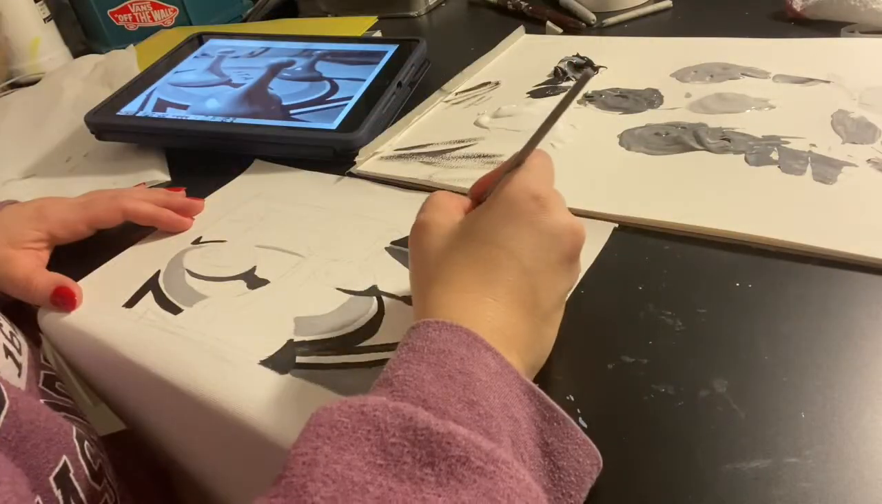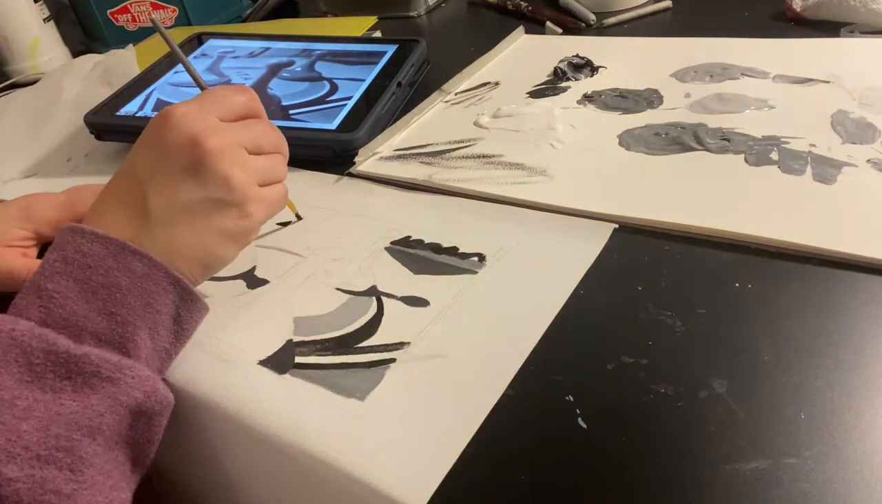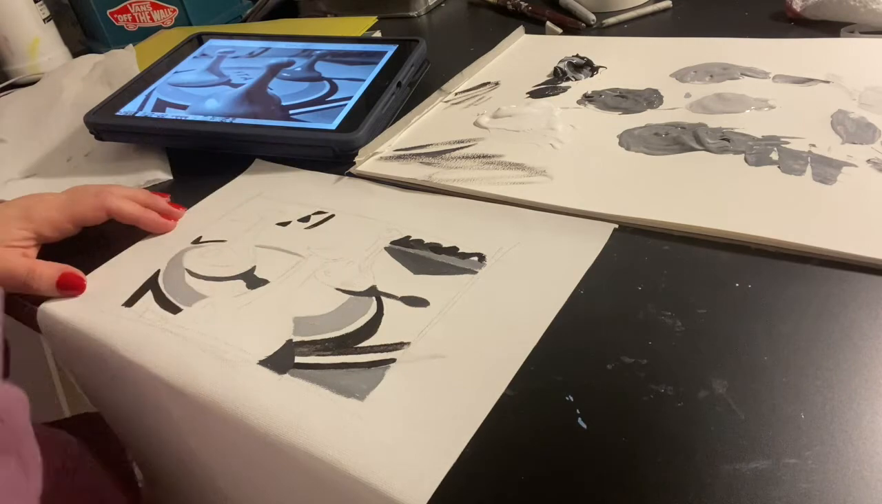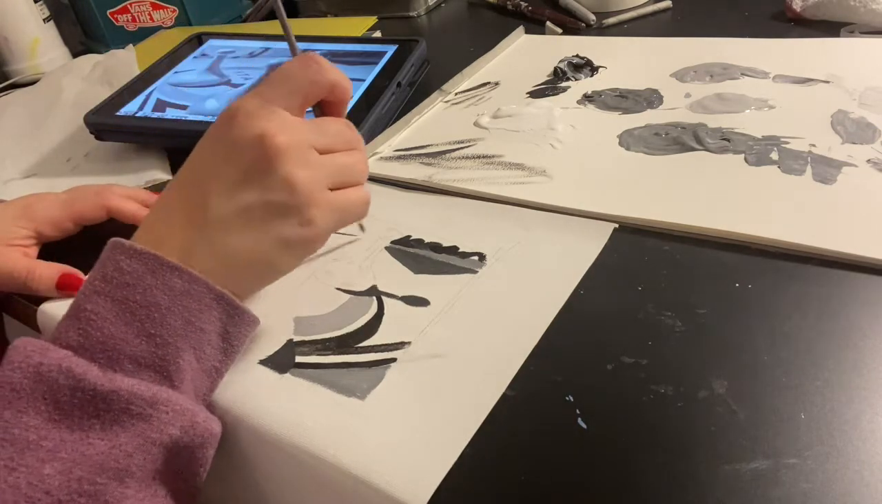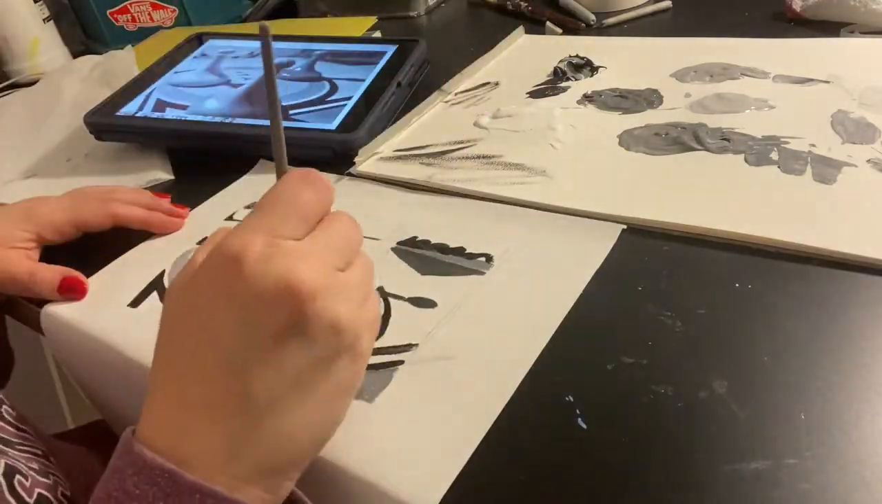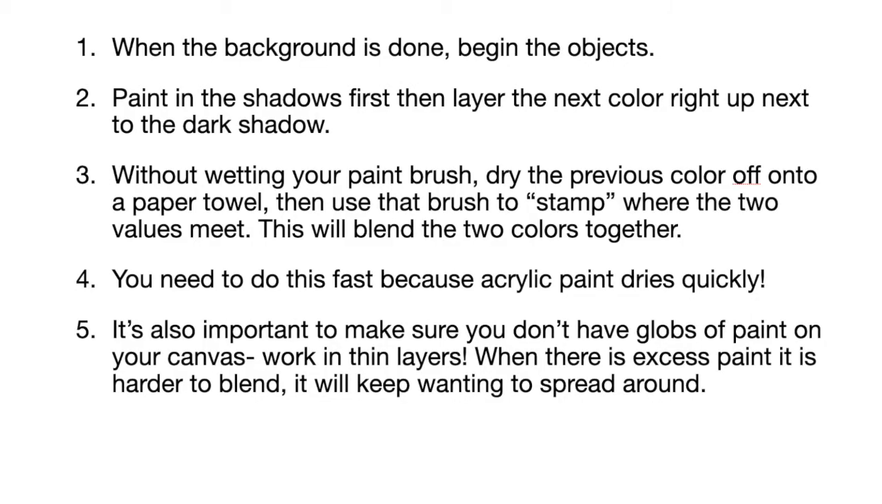You can always redunk. Obviously, in between changing different types of grays, you can wash your paintbrush out with a little bit of water. You can use a water cup. I also just like to blot my paintbrush off on paper towel. Once we're done with the background, you're going to move into the foreground objects.